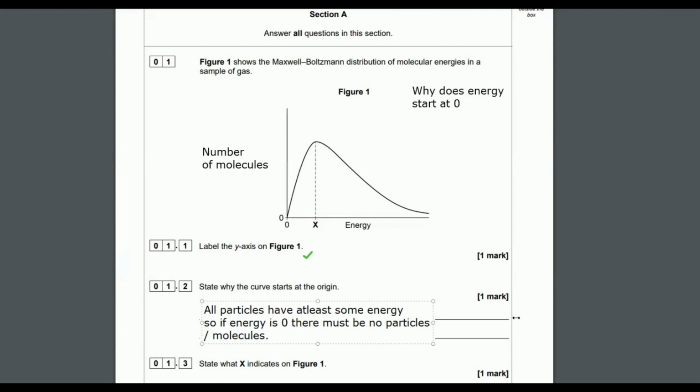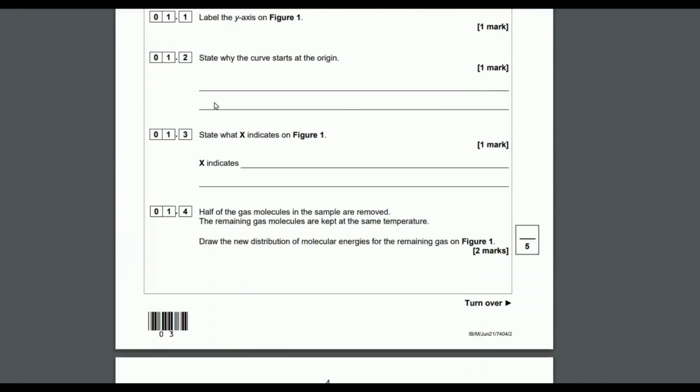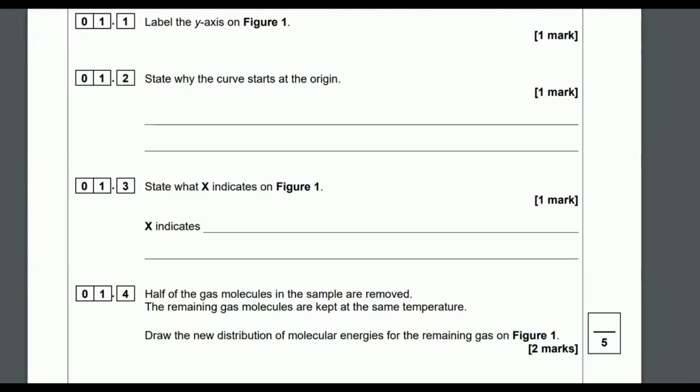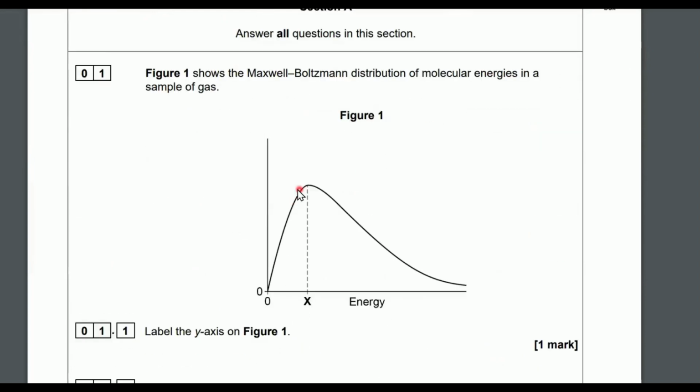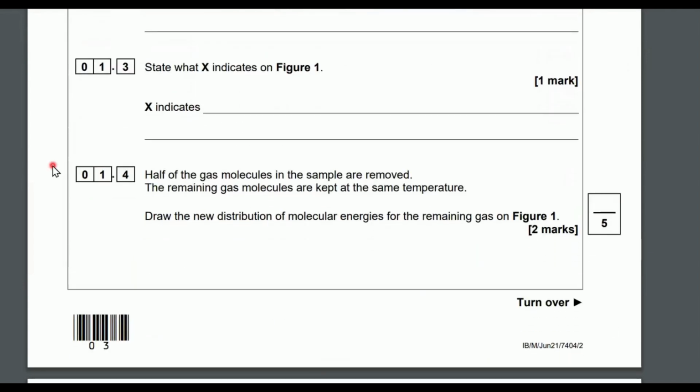All right, let's zing on to the next question, which is 1.3. State what the letter X indicates on figure 1. So we need to look at figure 1 and what does the X tell us? So zooming in a little bit here. What this peak on the Maxwell-Boltzmann distribution tells you is the most probable energy that any particle has at any one time. So it's the most probable energy held by a particle.